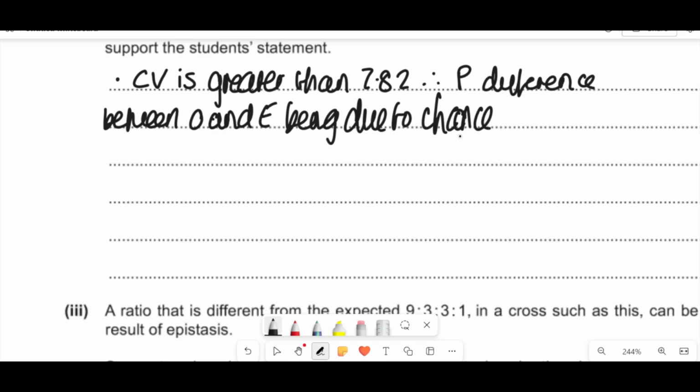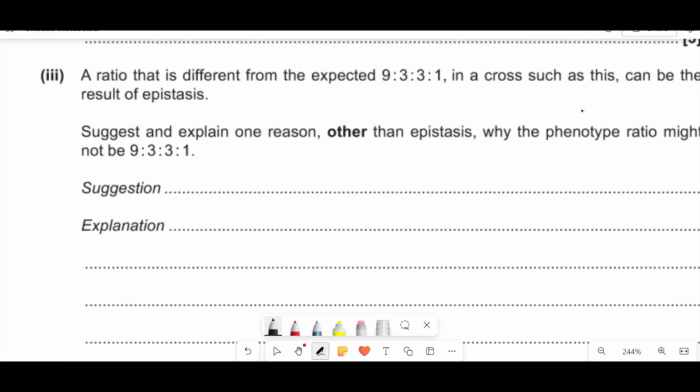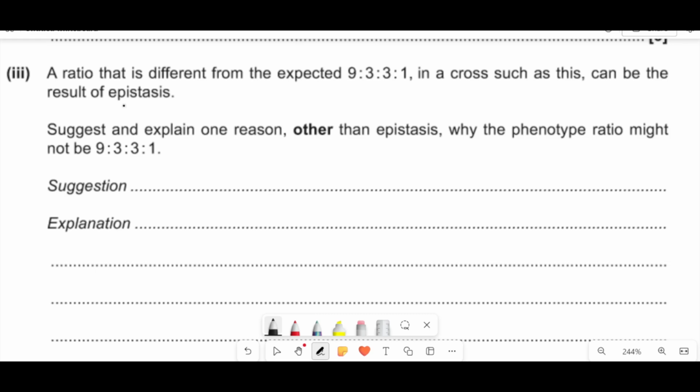So t-test, the p-value is looking for the difference between the means. The p-value for correlation is to look for the correlation between two things. The p-value here is the difference between observed and expected. Can't just say the results. That's not helpful. So the difference between the observed and expected being due to chance is less than 0.05. Therefore, the difference is significant.